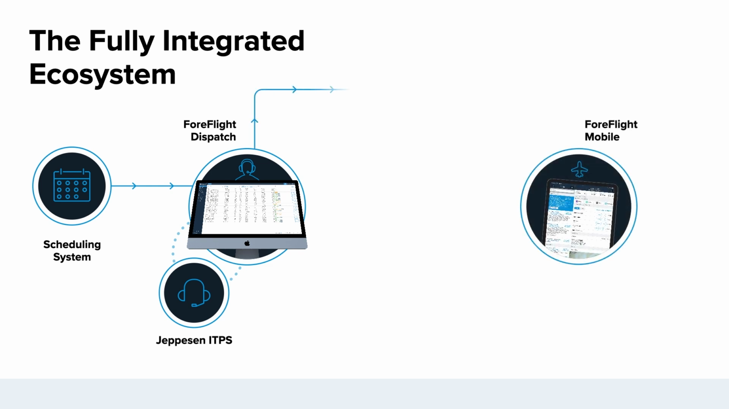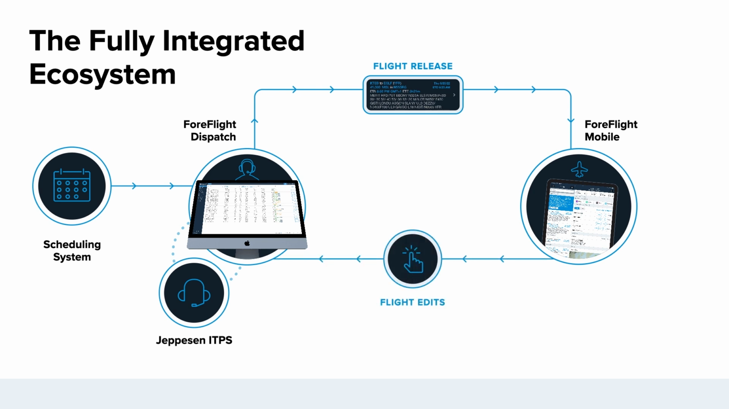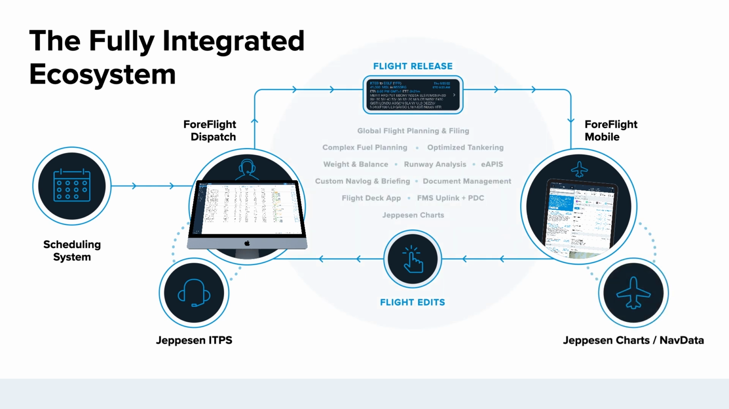The flight release from Dispatch pushes the flight and related documents to crew members in ForeFlight Mobile. Modifications made to the flight are synchronized between mobile and Dispatch automatically and immediately to ensure everyone is on the same page. And of course, you have access to best-in-class Jeppesen charts and data in ForeFlight Mobile.